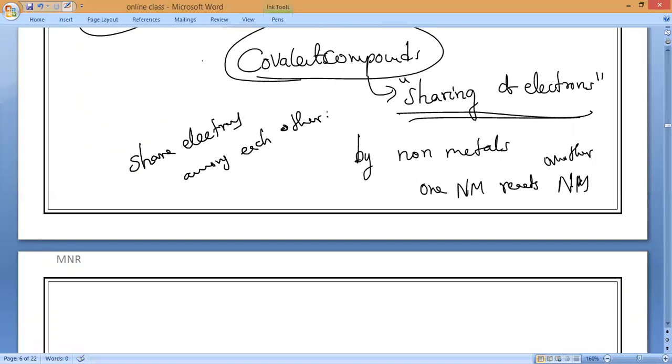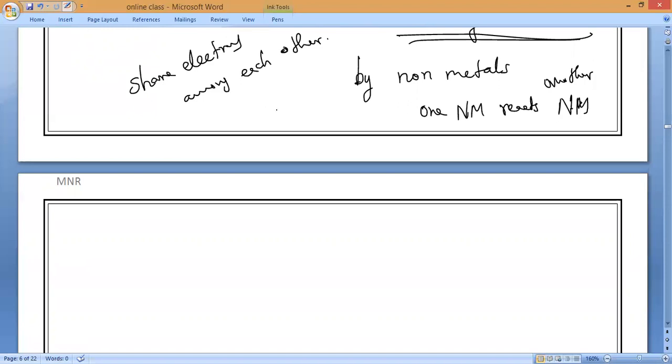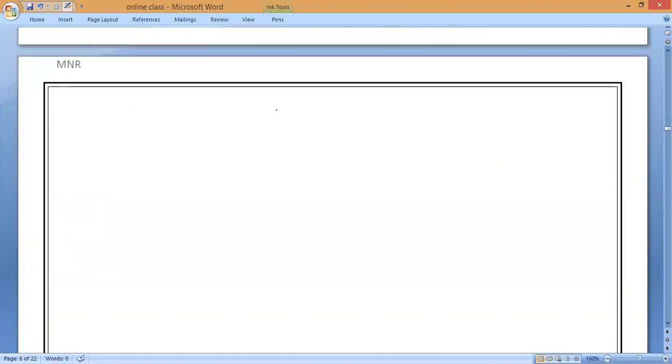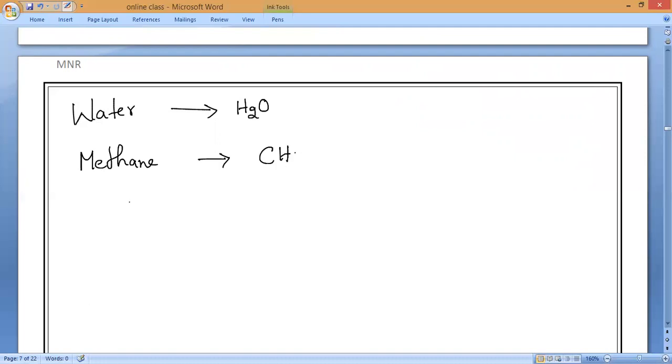So now let us discuss some of the important covalent compounds which we come across in our daily life. The first covalent compound, if you have noticed, is water. Can you tell me the chemical formula of water, all of you? Chemical formula of water. Don't know? Next, methane. The chemical formula is CH4. Next, ammonia. Ammonia, chemical formula is NH3.